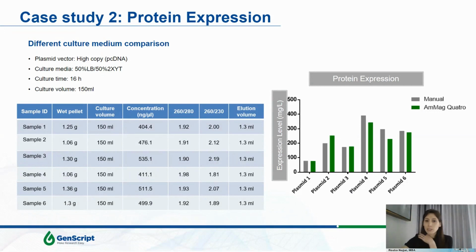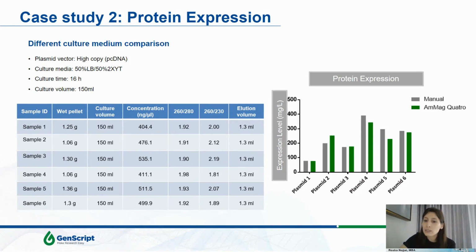And you can see we obtained between 400 to 500 nanograms per microliter, and the sample was eluted in about 1.3 ml. To the right-hand side, you can see that we took those plasmids and we transfected them. Side by side, we looked at exactly the same plasmids that were purified using a readily available manual kit, and we compared it with the transfection efficiency of the MMAC Quattro.